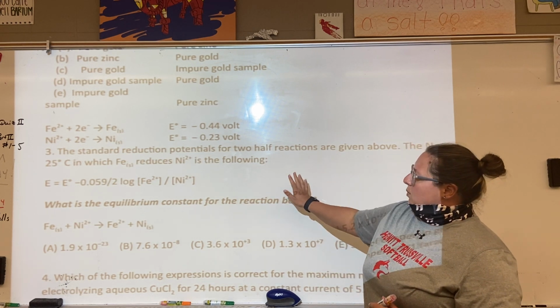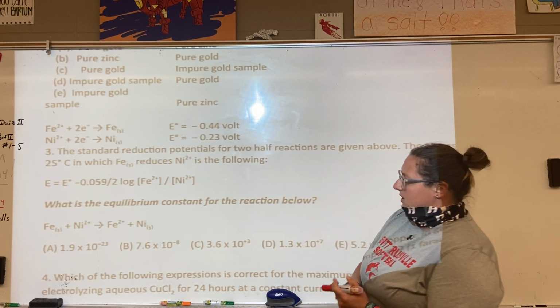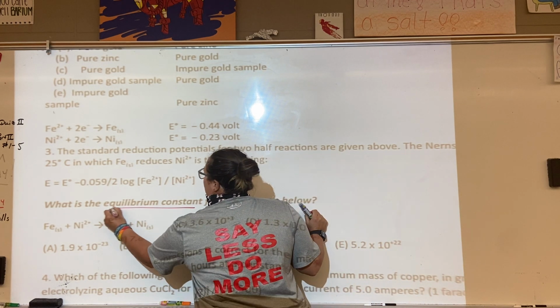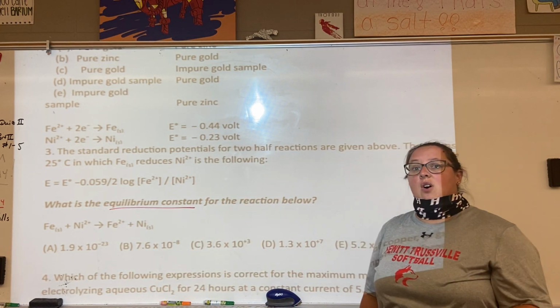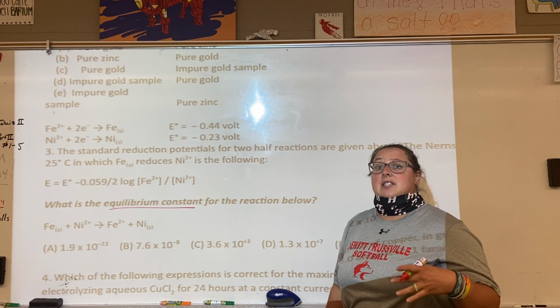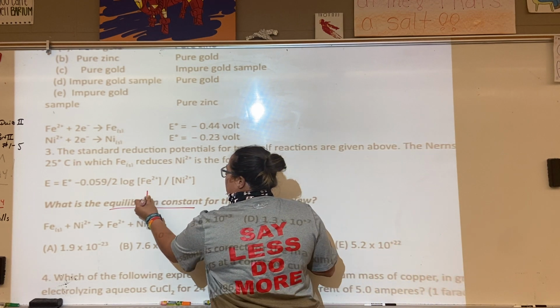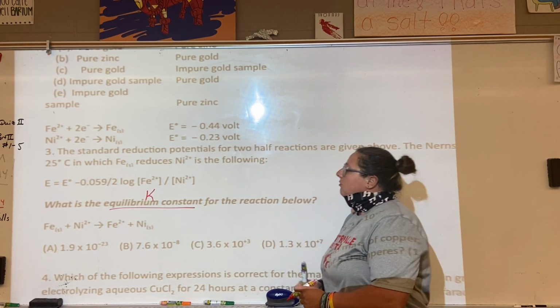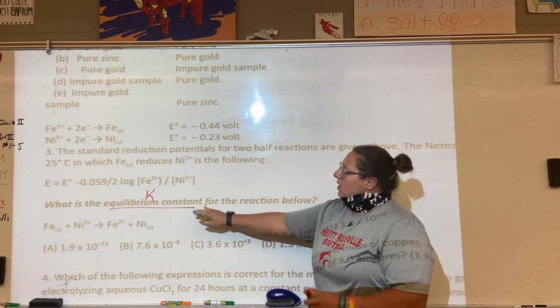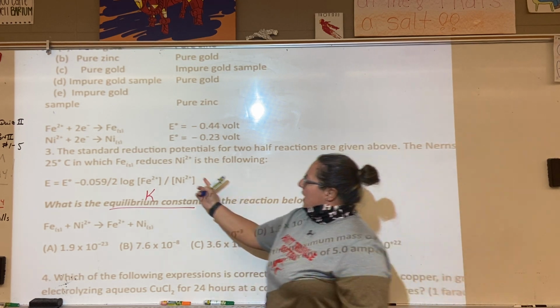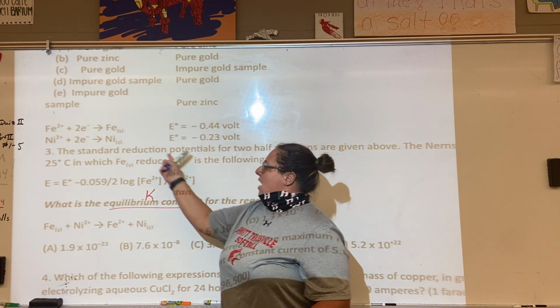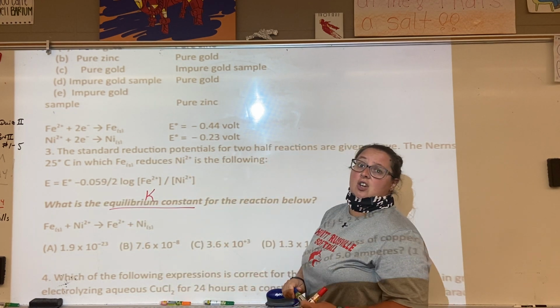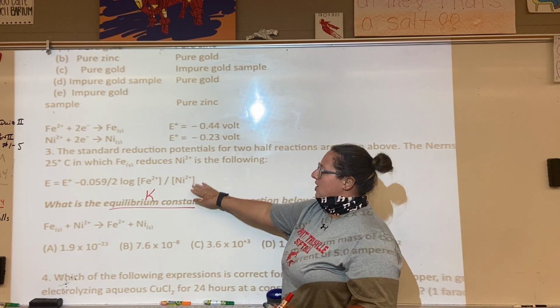So here is what the question is asking. It wants to know what is the equilibrium constant. So first of all, we have to know what equilibrium constant is. Equilibrium constant is your big K. And if we want to know what this is, we have to understand how it relates to the Nernst equation. So they gave me the Nernst equation here.